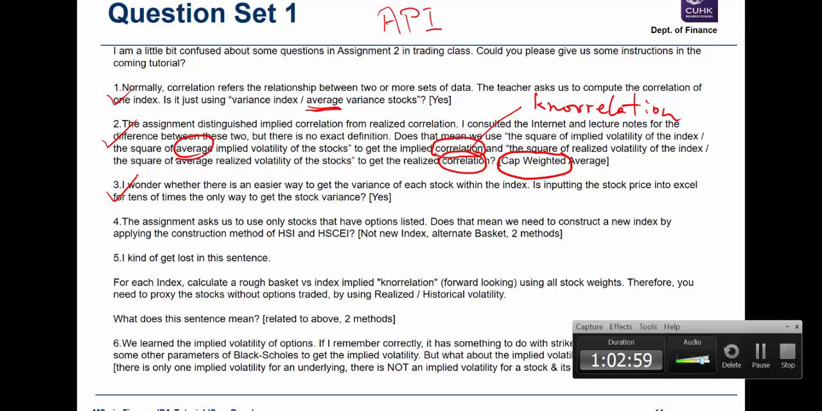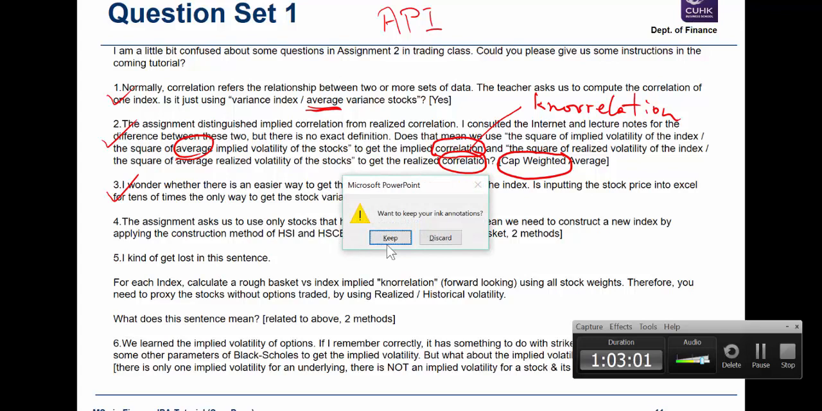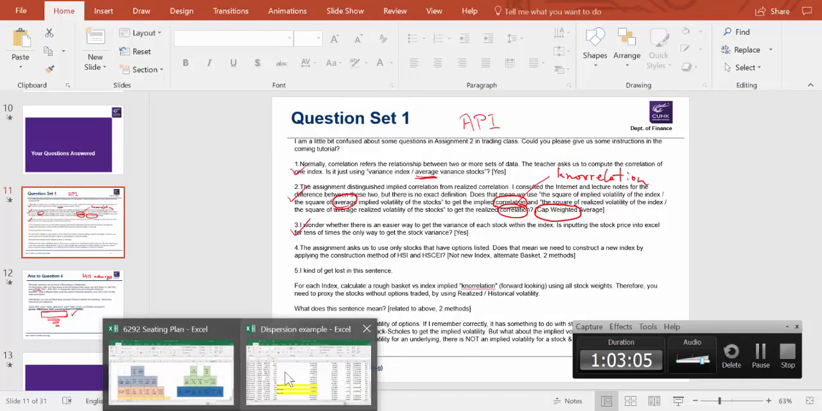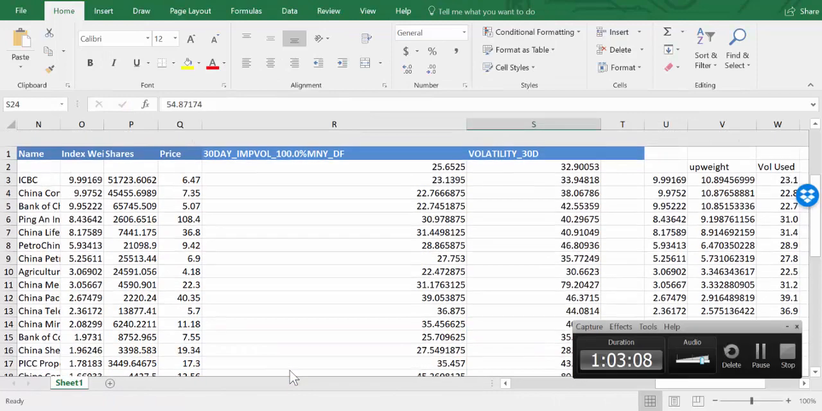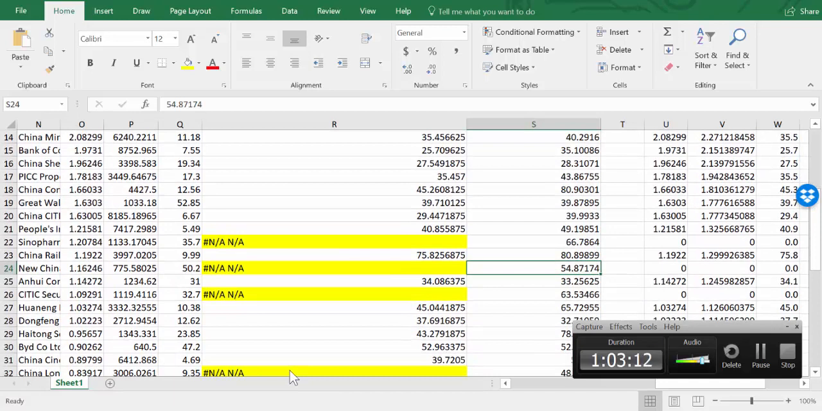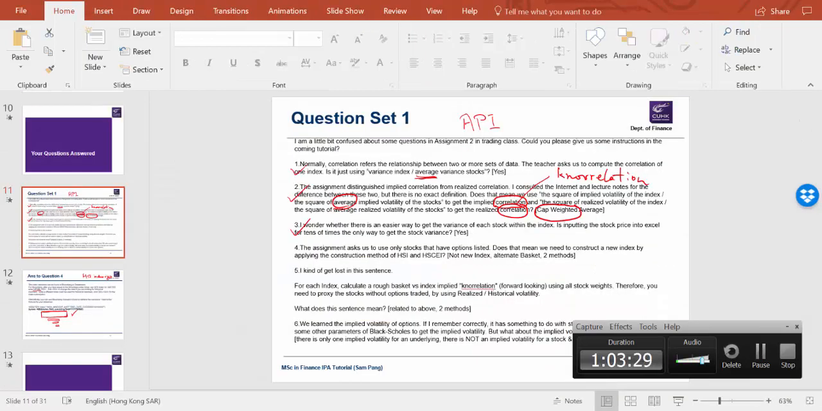In fact, by showing you this one here just now, we are already doing that. So you don't construct a new index. You just ignore the ones that don't have options, and either you reweight or you use the historical vol. In fact, that was specified in the assignment itself.